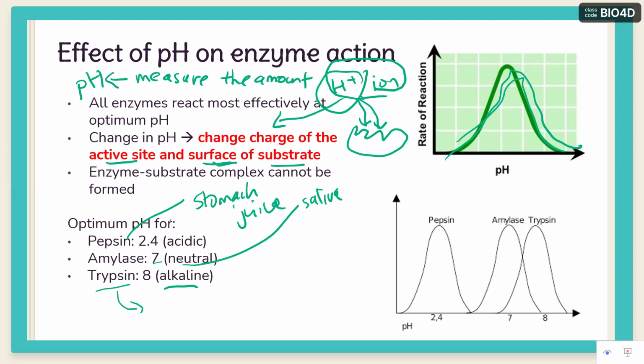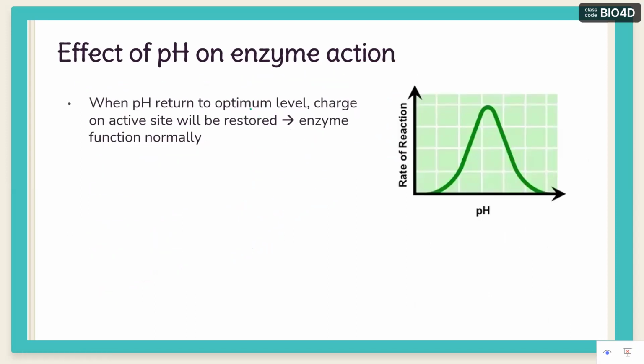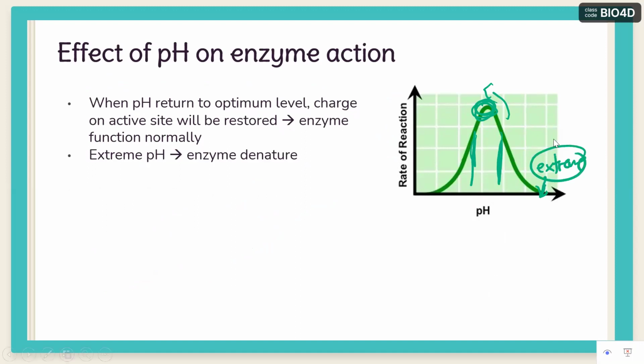Okay, so if the pH is returned to the optimum level, this is the optimum level, then the activity of the enzyme will be restored. If it goes a little off in pH here, but then we go back to this pH, then the enzyme can restore. But if the enzyme is put in very extreme cases here, you see here, this is a very extreme pH, then same like temperature, it will also denature.